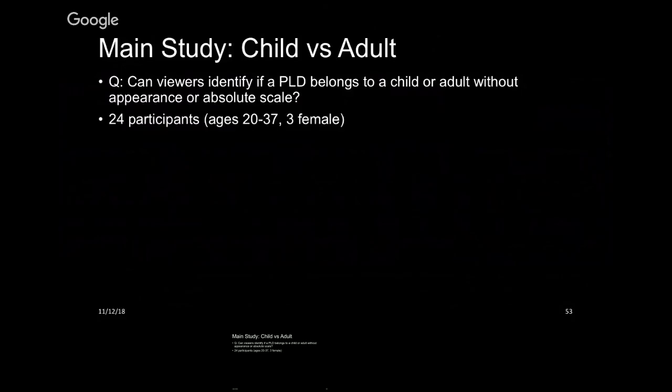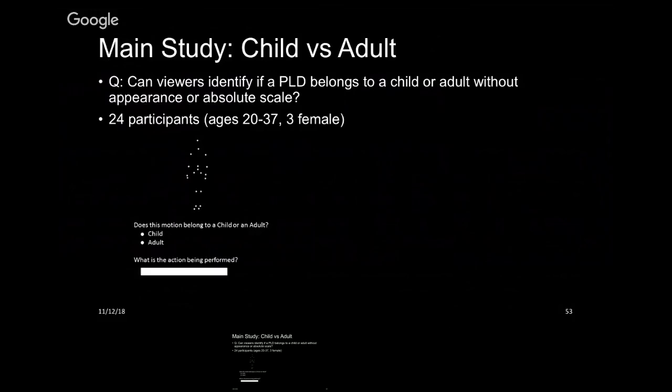24 participants were part of our study. And here is what they saw. They saw a point light display. Here is the picture. Actually, it moved. And they were asked, does this motion belong to a child or an adult? So this is a two alternative forced choice or a yes-no type experiment. Right? There are some technical differences between the two. Ours was a yes-no type experiment. And we asked them, what is the action being performed? Because this was an online survey, we needed kind of a sanity check just to make sure that they actually watched the video.